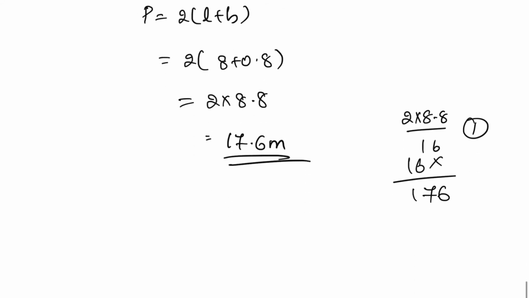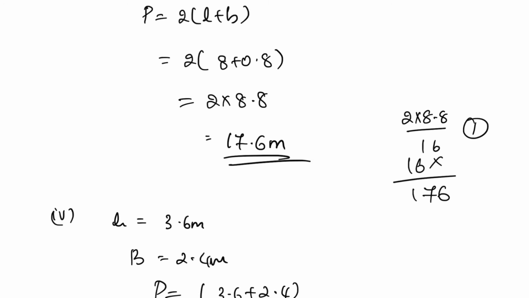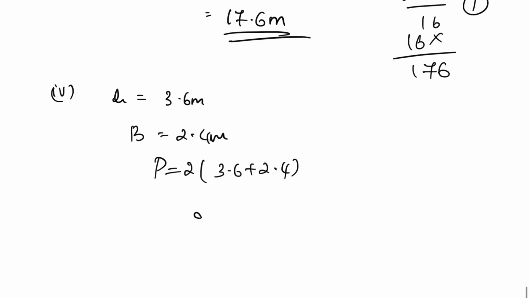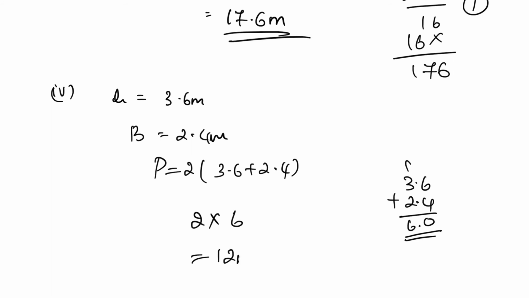Now coming to the next question. 3.6 meters and 2.4 meters. So perimeter is equal to 2 into (3.6 plus 2.4). Let us add them. What do you get? 3.6 plus 2.4 is equal to 6 meters. 2 into 6 equal to 12 meters.